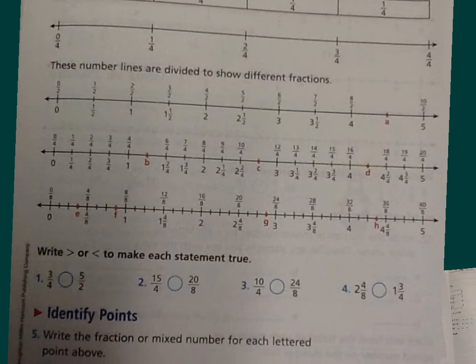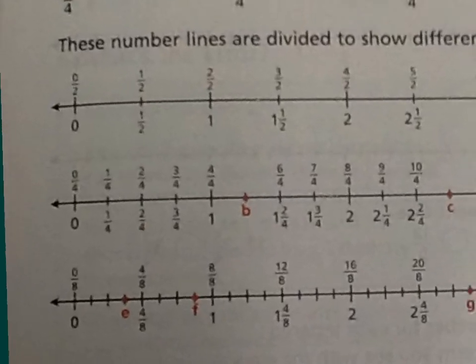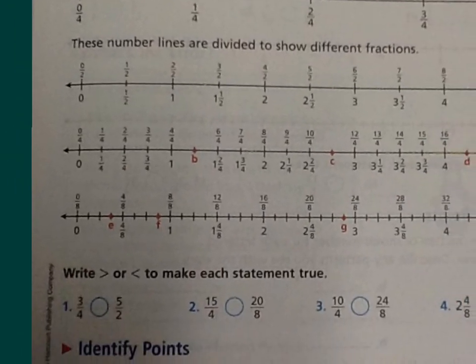Okay, so the next part, it says these number lines are divided to show different fractions. What I want you to focus on is a whole. Okay? Here, it's a little different because we have 1, 2, 3, 4 wholes. But just focus on the first whole you see. 0 to 1. It is broken into 2 equal parts.